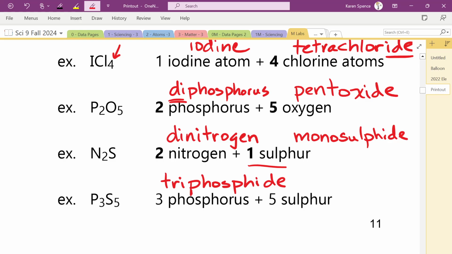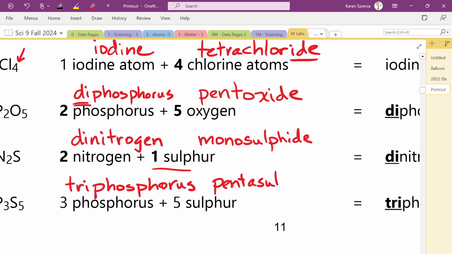Yeah, all of you. There's no "ide" on the first one, right? So it's triphosphorus. And then what is the prefix for 5? Penta. Sulfide.